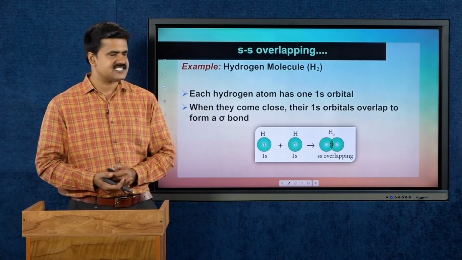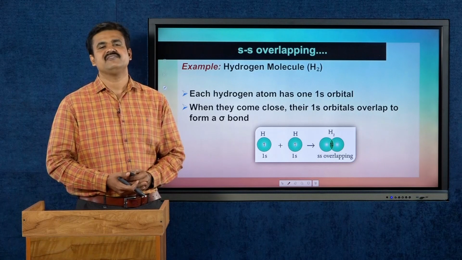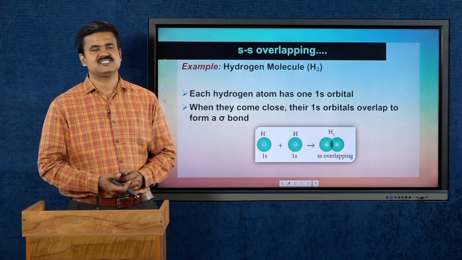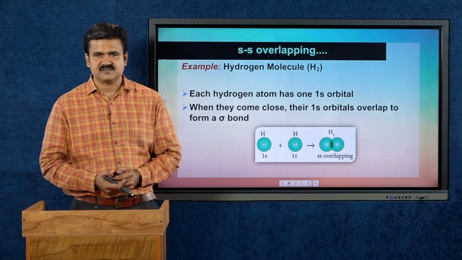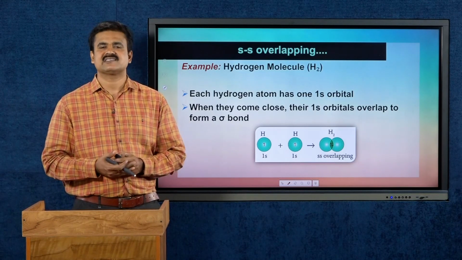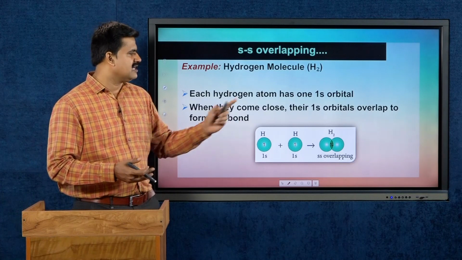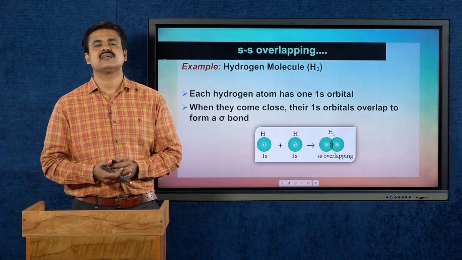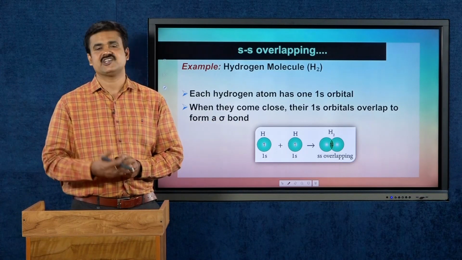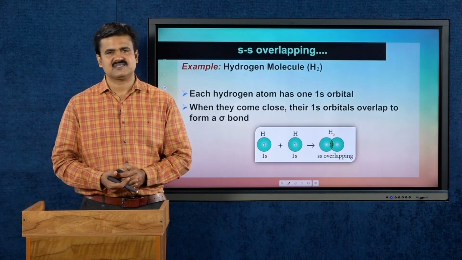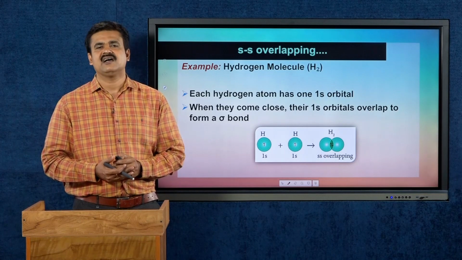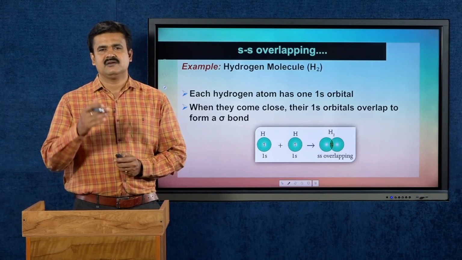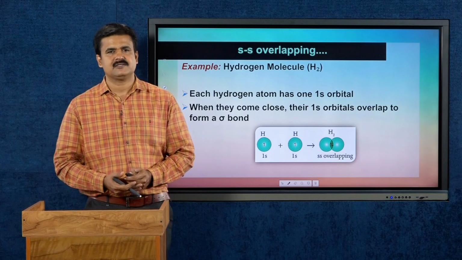This is the illustration. This is the first hydrogen atom which has a half-filled 1s arrangement. The second hydrogen also has a similar half-filled 1s arrangement. They will overlap through ss orbital overlap, and that overlapping leads to a single bond formation between the two hydrogen atoms. So, this clearly depicts the ss overlapping in the hydrogen molecule, forming a single bond H-H.